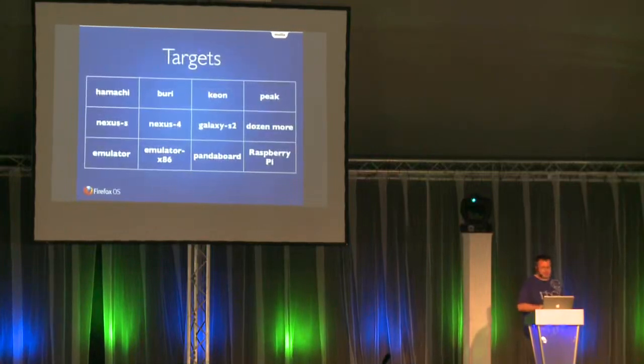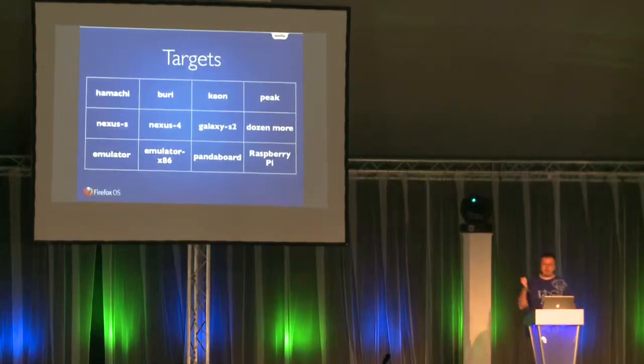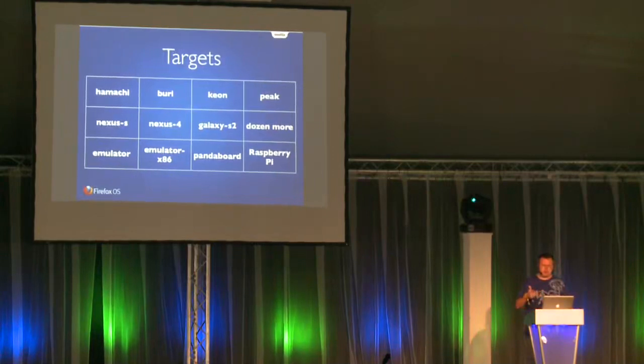And we actually have quite a few targets. The 2 phones that I showed on the first slides have code names Hamachi and Buri. We also have the Keon and Peak, which are Geeksphone phones. Those are more like developer phones for Firefox OS, which you can order from a Spanish company.